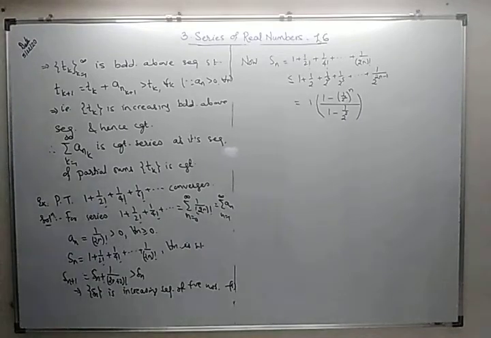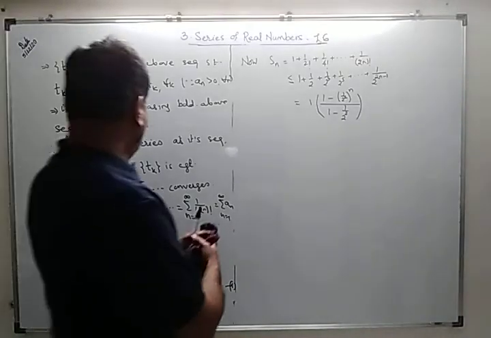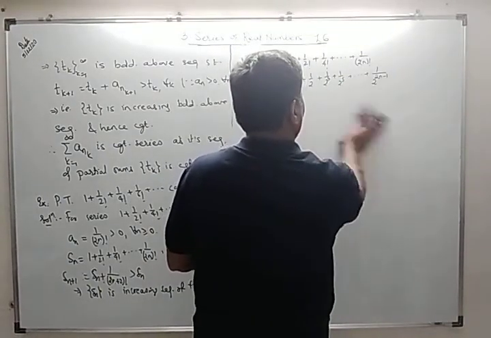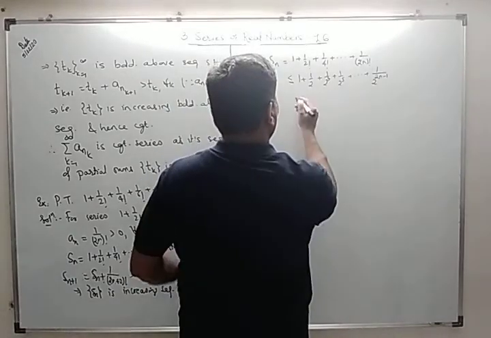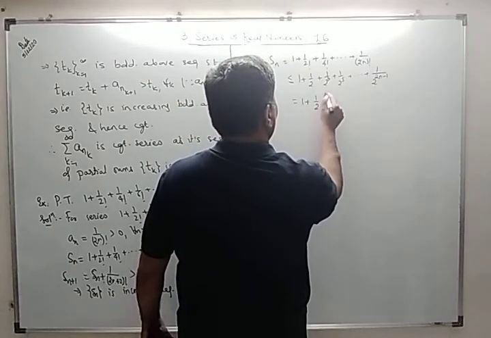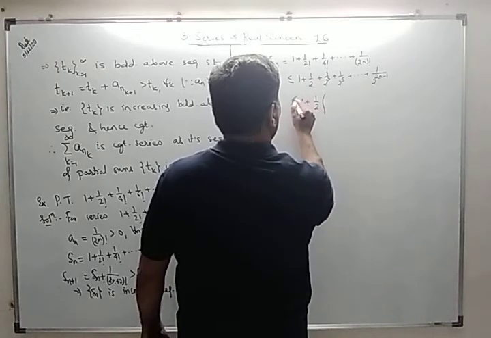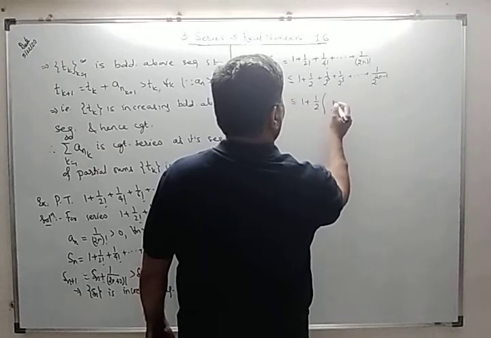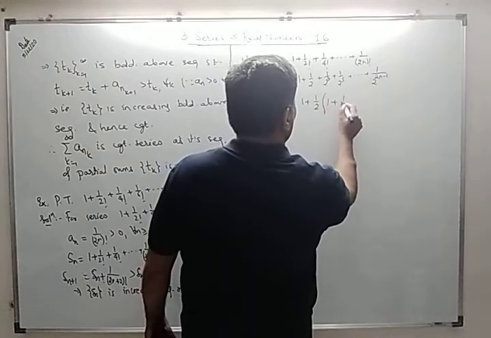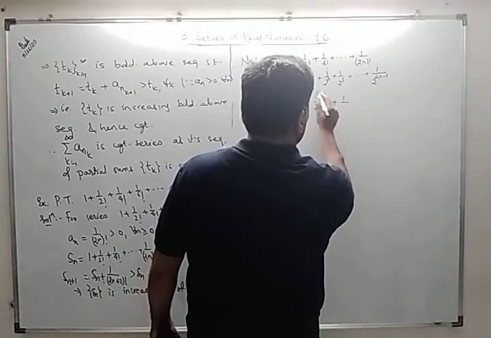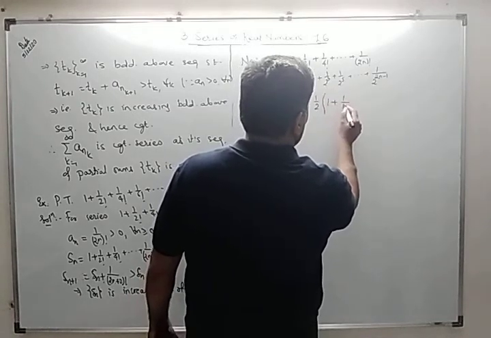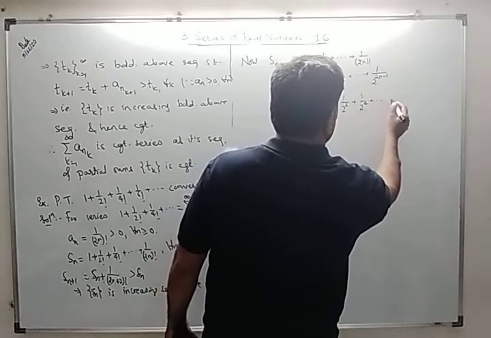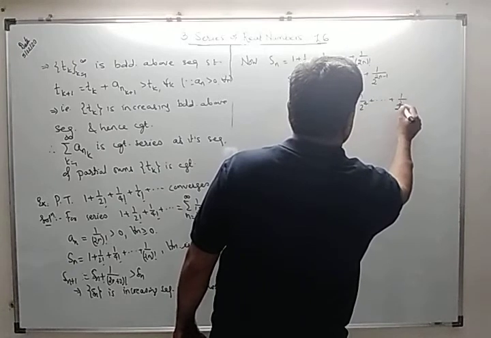First term is 1 plus 1 upon 2 factorial, which is equal to 1 plus 1 half. If I take 1 half outside, then 1 plus 1 upon 2 square plus 1 upon 2 raised to 4 and so on, plus 1 upon 2 raised to 2n minus 2.